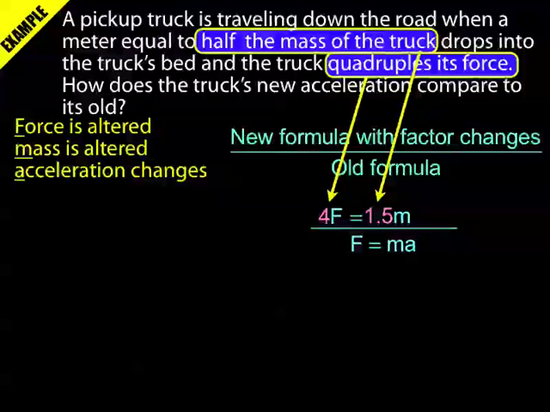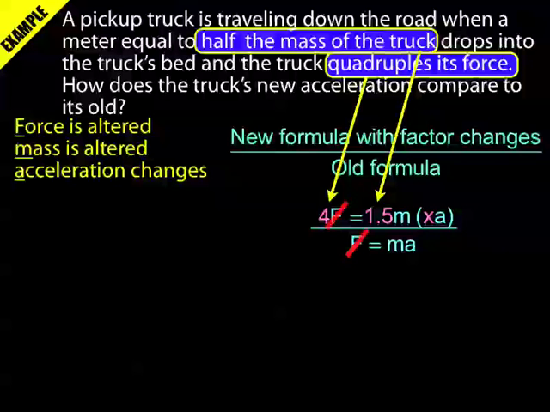So it's going to travel with half the mass of the truck added, or 1.5 times the mass of the truck, so that's 1.5 times the mass. And we're going to try to figure out what happens to the acceleration, because that's what we're after, is comparing one acceleration to another. So when we set this up, next thing to do is to divide out our fraction.